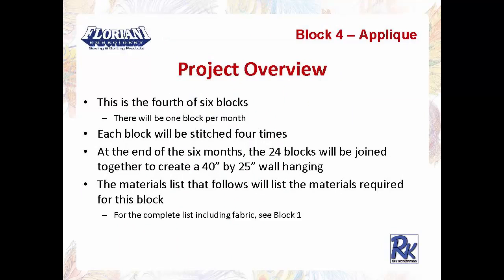So before we get into the details of the project construction, let's just do a little bit of an overview. This is the fourth of 6 blocks, and there's going to be 1 block every month. Each one of these blocks is going to get stitched out 4 times, and at the end of the 6 months you'll be left with 24 blocks, and they're all going to be joined together to create a 40-inch by 25-inch wall hanging.